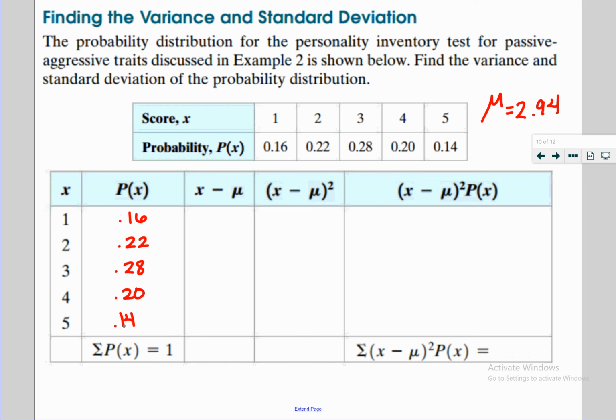Okay. All right, so then we're going to take each of our x's and subtract the mean. So that's the 1, 2, 3, 4, 5. 1 minus 2.94, negative 1.94. 2 minus 2.94, negative 0.94. 3 minus 2.94 is 0.06. And then I'll get 1.06, and then I will get 2.06.